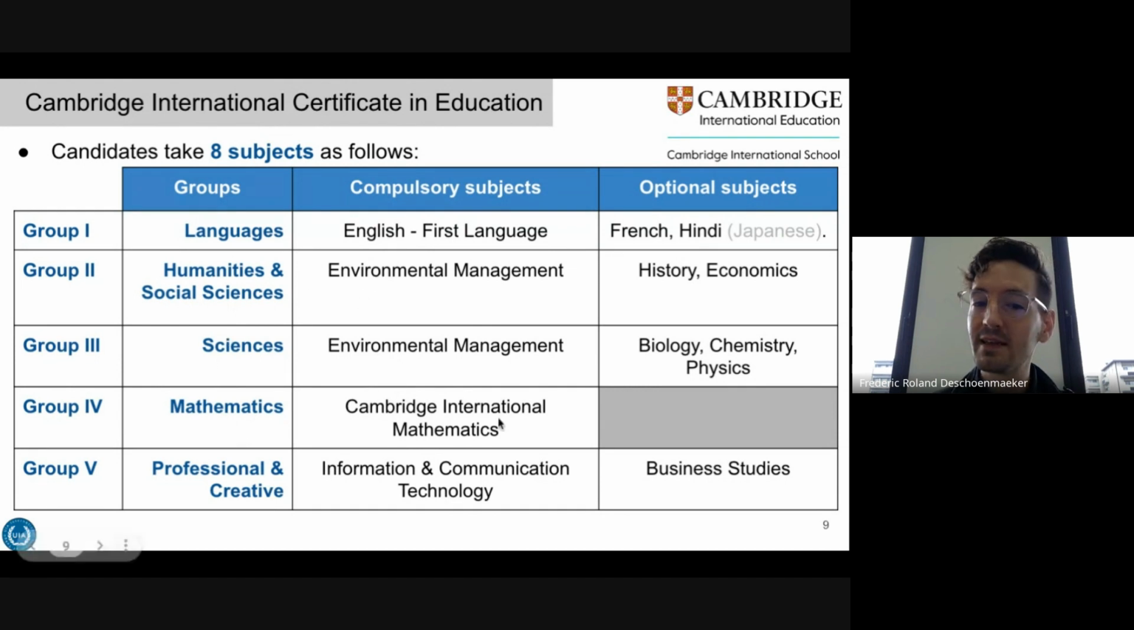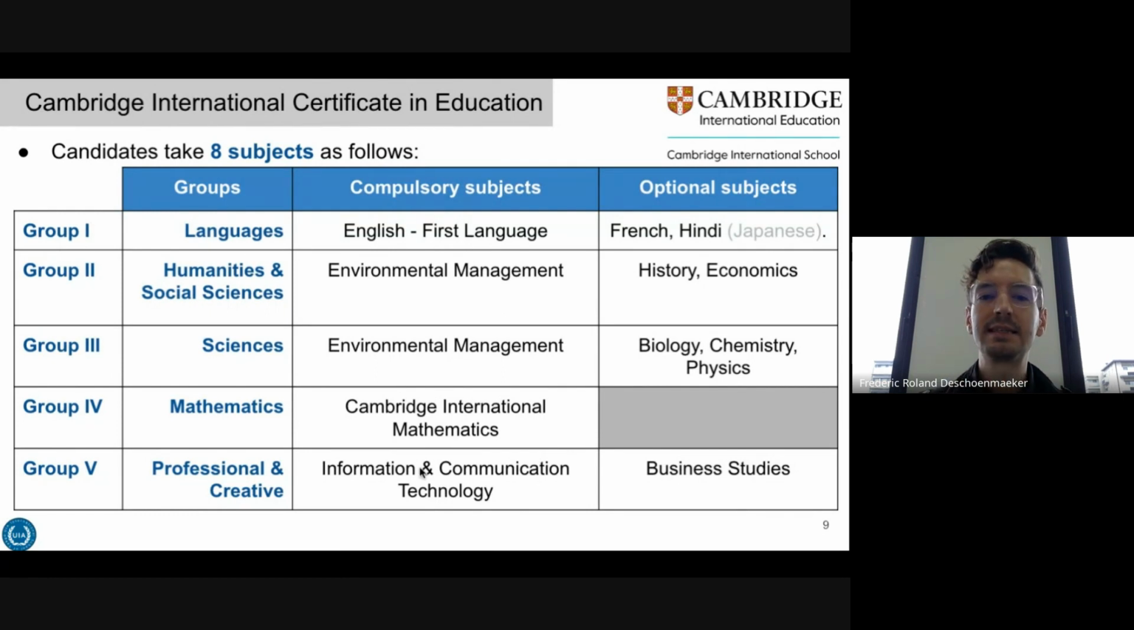Then they are all taking Cambridge International Mathematics, group 4, and they are all taking information and communication technology, group 5. Now they have the option between French, Hindi, and Japanese for group 1, history and economics for group 2, the sciences, biology, chemistry, physics for group 3. Group 4 is only mathematics, and then group 5, business studies.